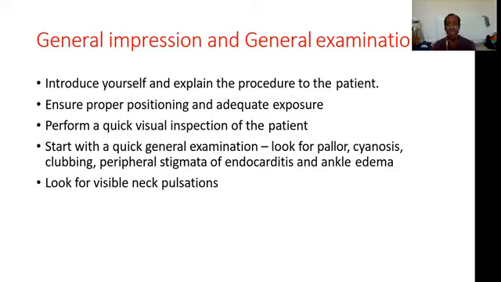Then you do a quick general examination. The general examination should be focused on things that will give you information with regard to the cardiovascular system, for example clubbing, peripheral stigmata of infective endocarditis, and ankle edema. In your general inspection, you'll also be able to see things like neck pulsations, which may be very obvious. So that's a quick overview of what you do before you go near the patient: a quick screening evaluation and a general examination.